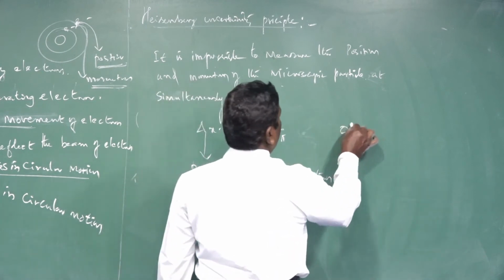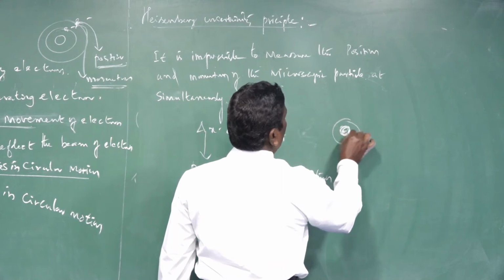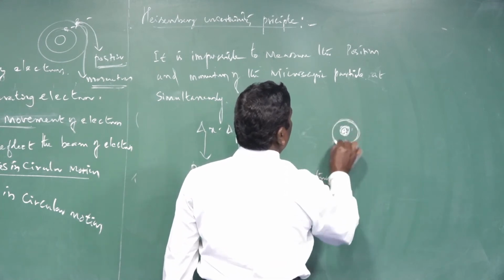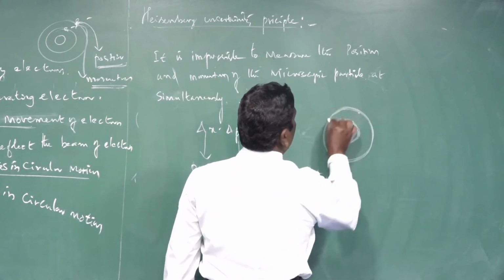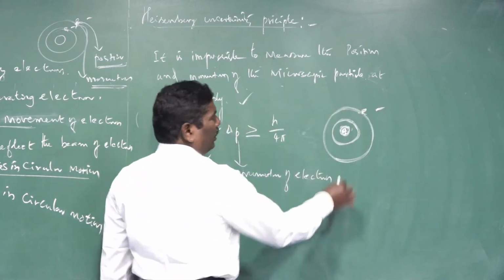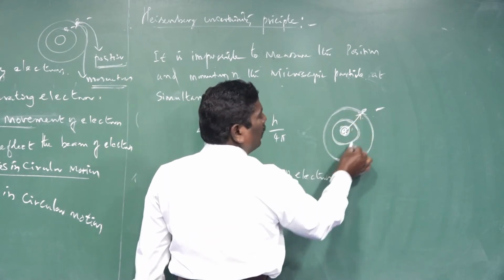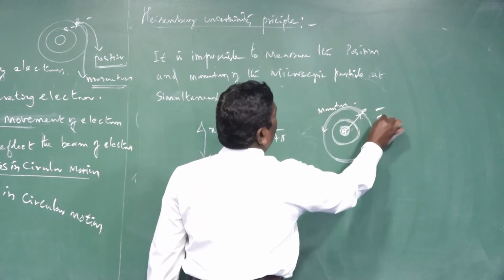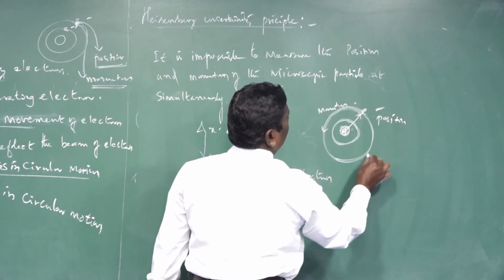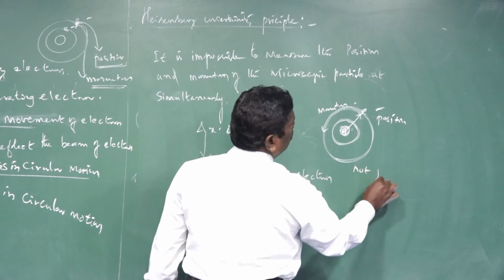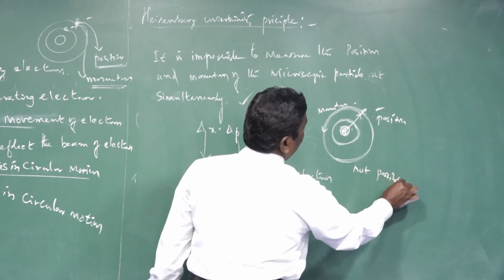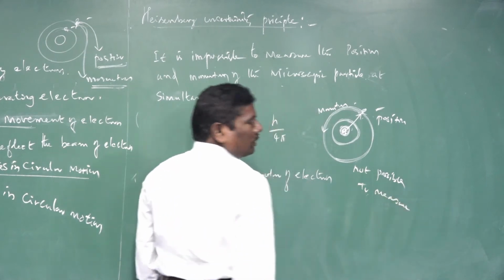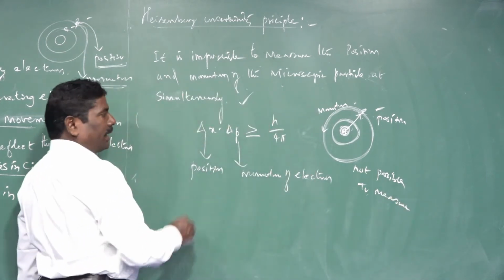Now take this circular path. There is a positive nucleus, and the electrons are revolving in the circular path. Here are the positions and here are the momentums. It is not at all possible to calculate or measure them. This is the statement given by Heisenberg.